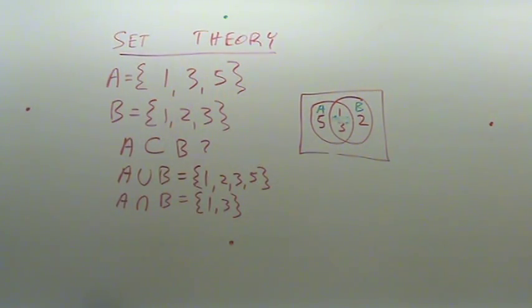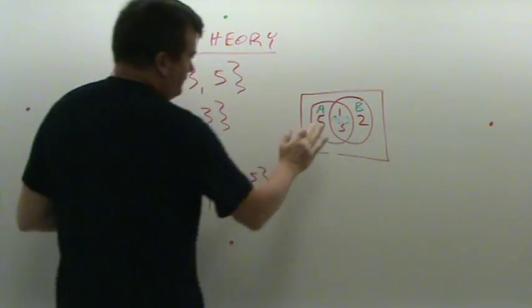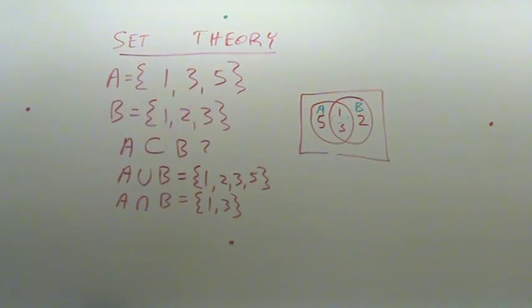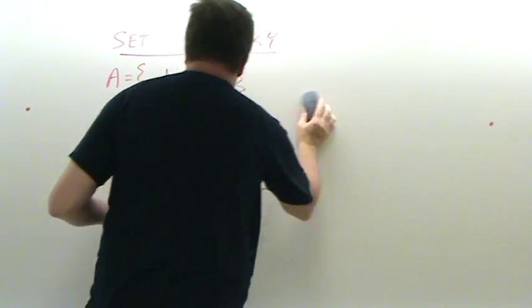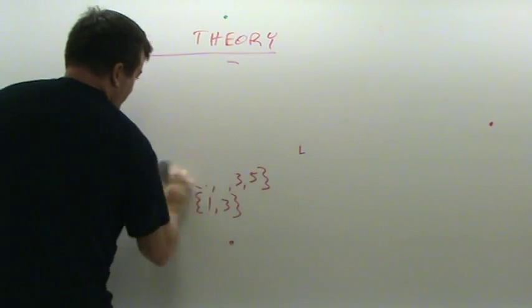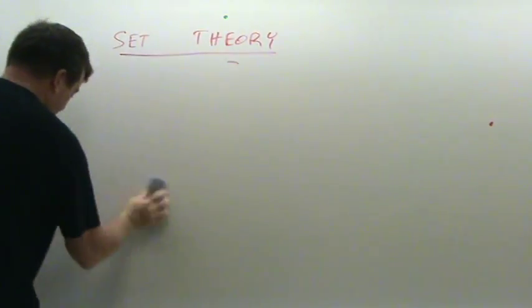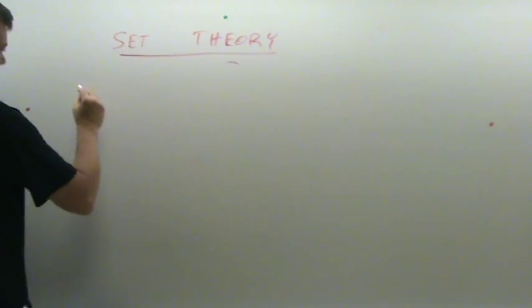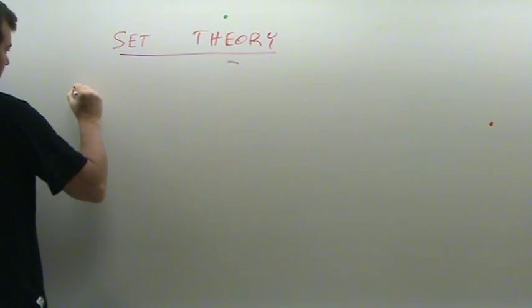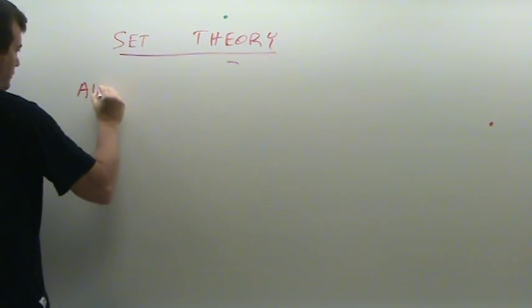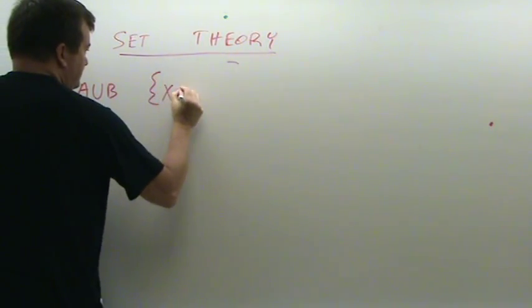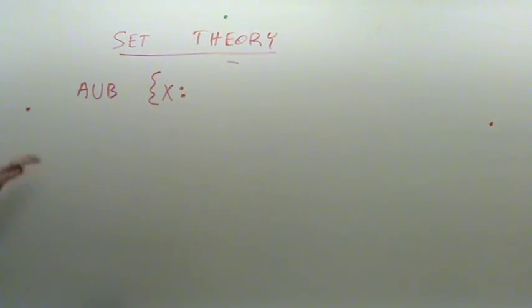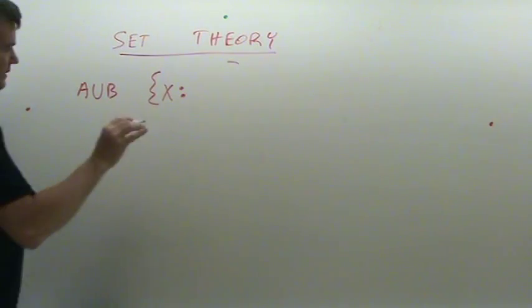Okay. It's easy to follow if it's done pictorially, but let's have a formal definition of unions and intersections. The set A union B is the set of X such that the member X is either in A or in B. So we could write that out in words.